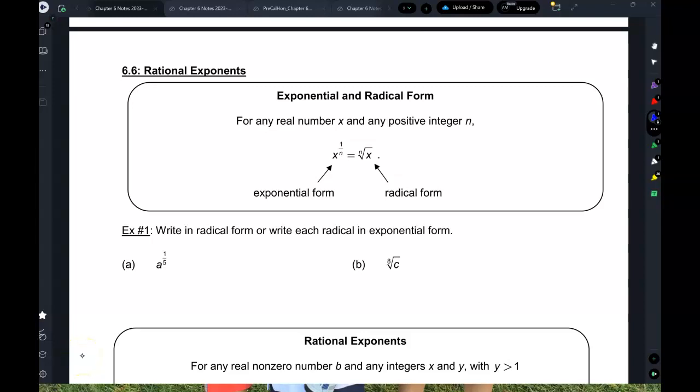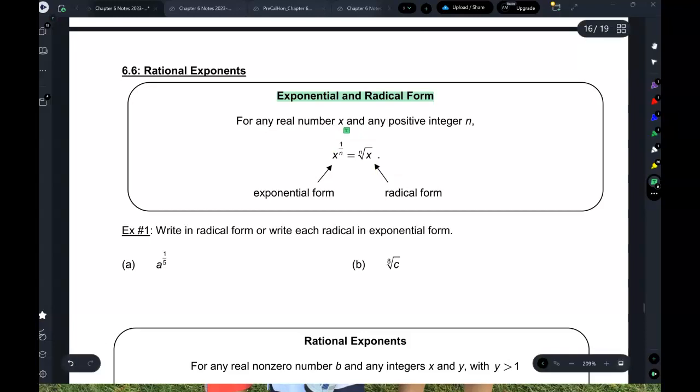So here we're going to talk about rational exponents. So basically when the exponent is a fraction, okay? So how to put those in exponential and radical form.